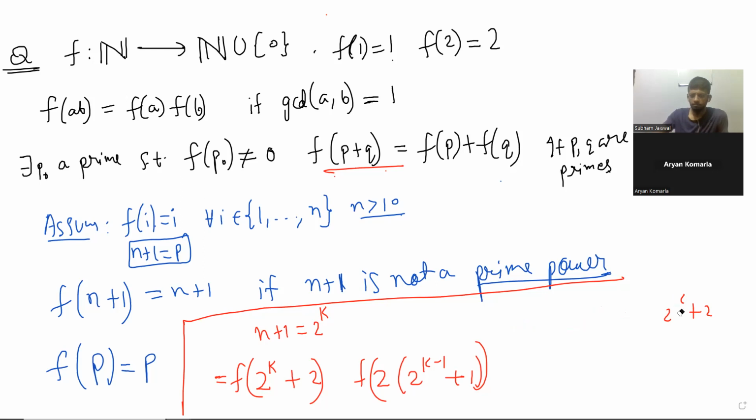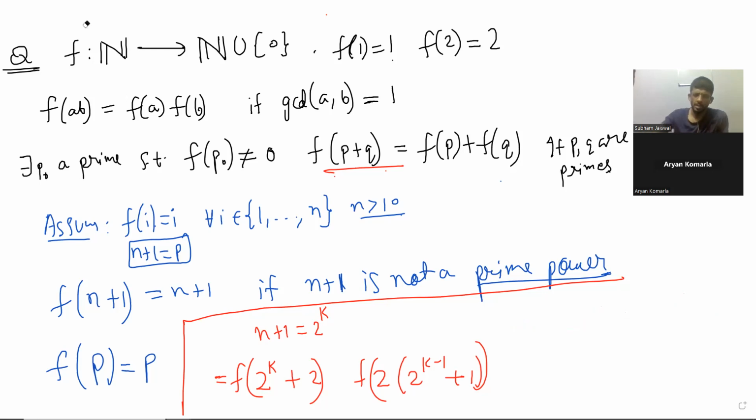Sir, if the GCD condition was removed, then it would be easy. And if this P plus Q, if P and Q are primes or prime powers, then also it would be easy. So either of those conditions removed, it would be fine. If either of those conditions were made prime power, it would be done.